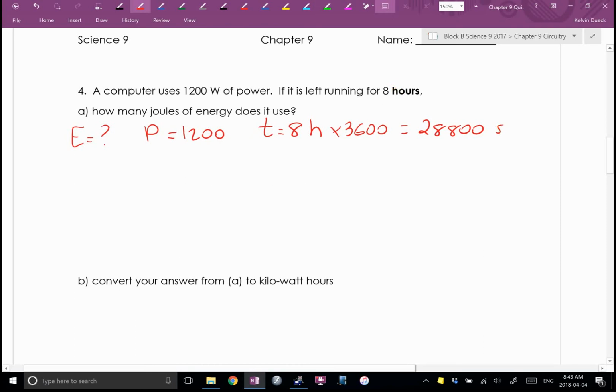I'm looking for an equation that has an E, a P, and a T in it, and I want the E by itself. Is there one? Oh, you go girl. Slow down. So it's going to be 1,200 times 28,800. How many joules of energy?